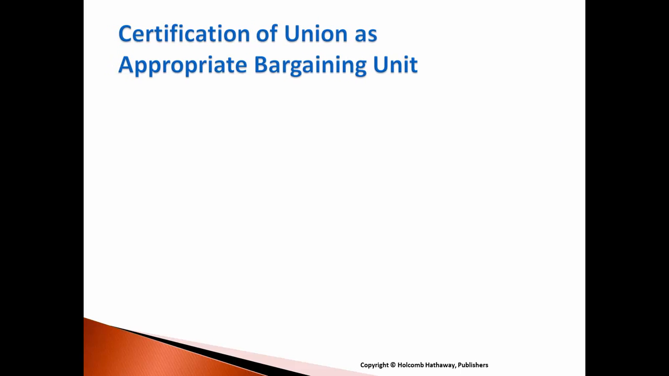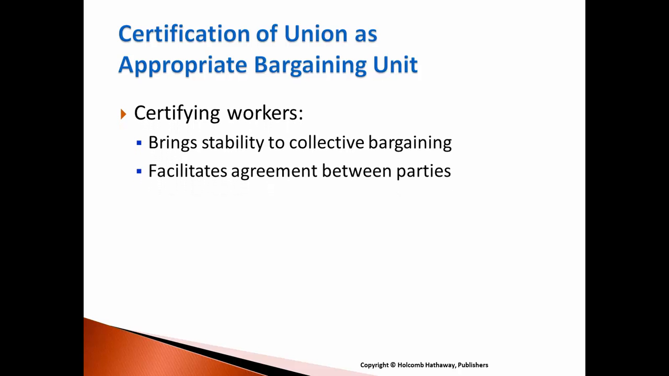Now, there is a certification process that they have to go through when forming a union as an appropriate bargaining unit. They have to certify the workers. This brings stability to the collective bargaining aspect, and it also helps to facilitate that agreement between the parties. Usually what they look at is a community of interests. So they look at the needs and goals involved in the bargaining process.